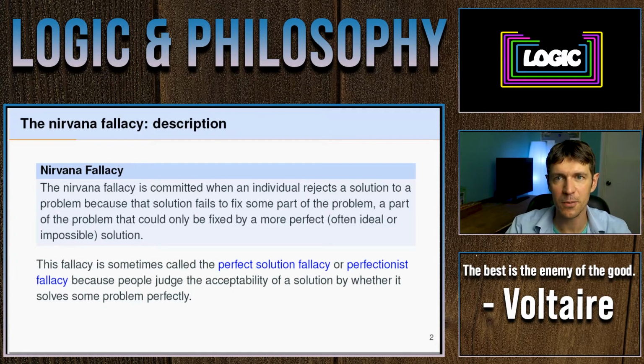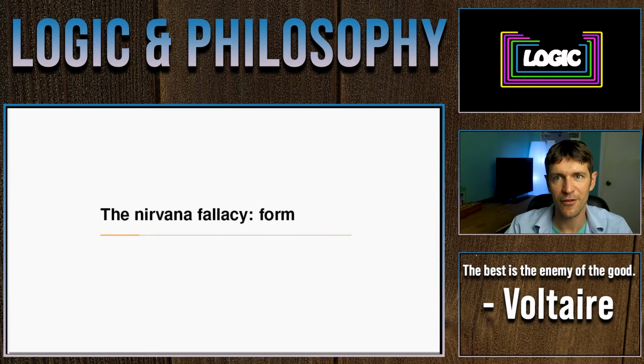So first, let's describe the fallacy. The fallacy itself is pretty easy to describe, but I think it's difficult to understand the fallacy from its description. So the Nirvana fallacy is committed whenever an individual rejects a solution simply because there is a better possible solution out there, or they reject the solution because the solution fails to solve all parts of the problem perfectly. The fallacy is sometimes called the perfect solution fallacy or the perfectionist fallacy. And the reason it's called that is because a lot of times it's understood as you reject any solution that is less than perfect.